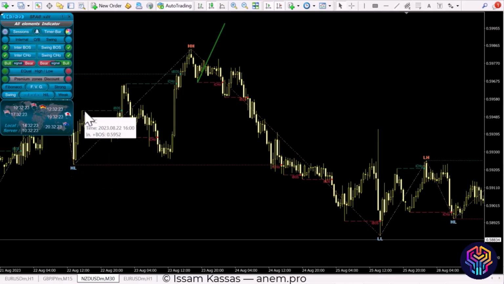This one is a higher high, this one is a higher high, this one is another higher high. What I'm expecting from the price is, whenever I had this pullback, I'm expecting the price to create another higher high, which did not happen, and the price moved lower and broke below that low. We're talking internal inside of a swing here.